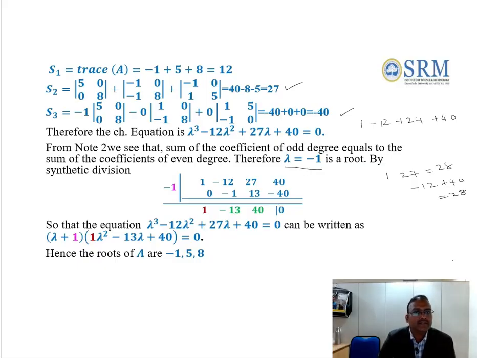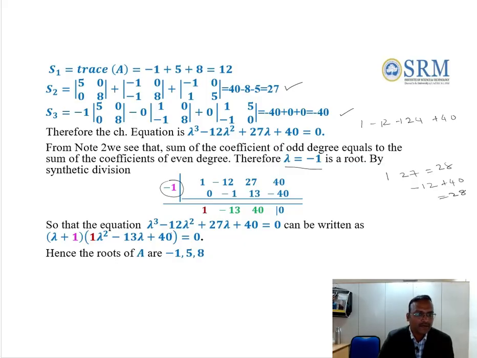Again, by synthetic division we are extracting another quadratic polynomial like this. Already lambda equal to minus 1 is a root, therefore you start with the minus 1 and then place all the coefficients like this, start with the 0 and then add these two, multiply this and this. So minus 1 into plus 1 gives minus 1, and then add these two, it gives minus 13, and then multiply minus 1 with minus 13, that gives 13, then add these two, it is 40, then minus 1 into 40 gives minus 40, add these two, that leaves 0.